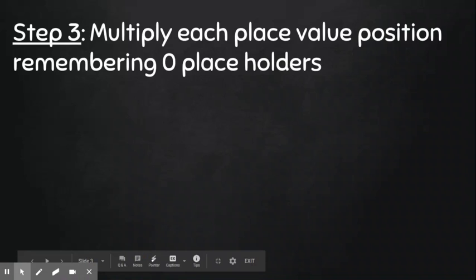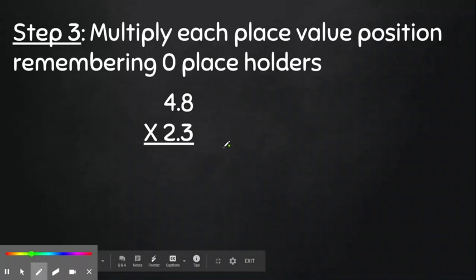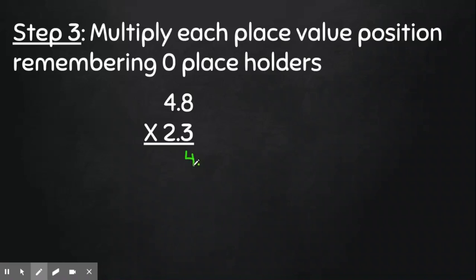Multiply each place value position, remembering the 0 placeholders. Let's do it. 3 times 8 is 24. I write the 4. I carry that 2 to the next place value position over. Now I'm going to multiply 3 times 4, which is 12, plus 2 more is 14.